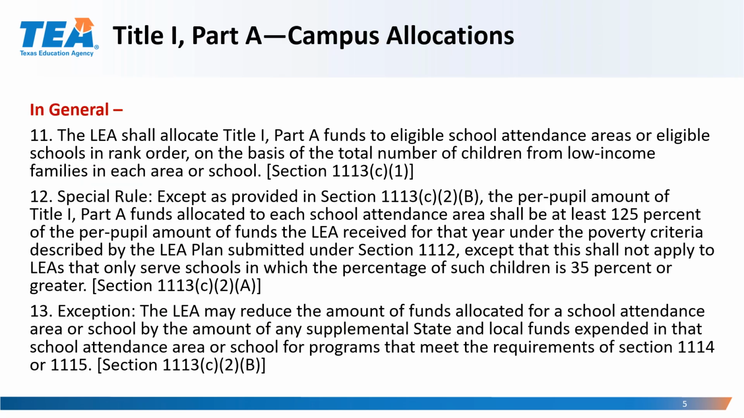In general, LEAs are required to allocate Title I Part A funds to eligible campuses in rank order on the basis of the number of low-income children in each attendance area or school. An LEA that serves a campus with a low-income percentage below 35% must apply the 125% special allocation rule to all of the Title I Part A schools it serves.